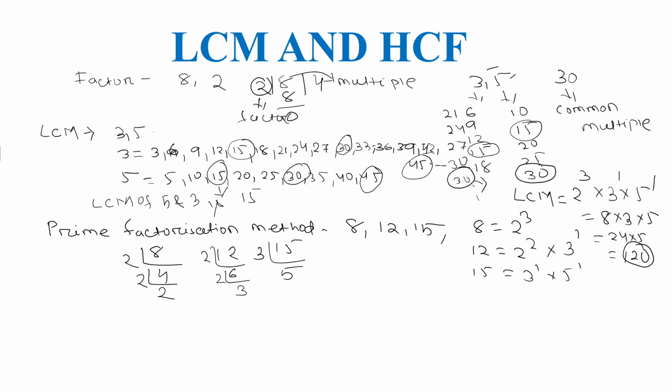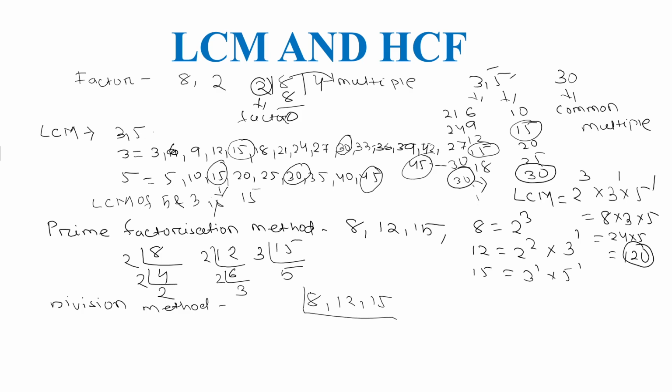And if we take another method, what is that? That is called the division method. So for the division method, how will we take it? Let us take these three numbers, 8, 12 and 15. So directly we will divide.